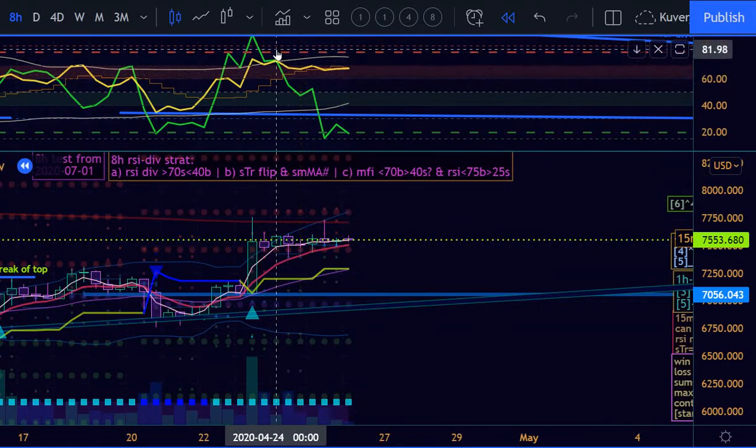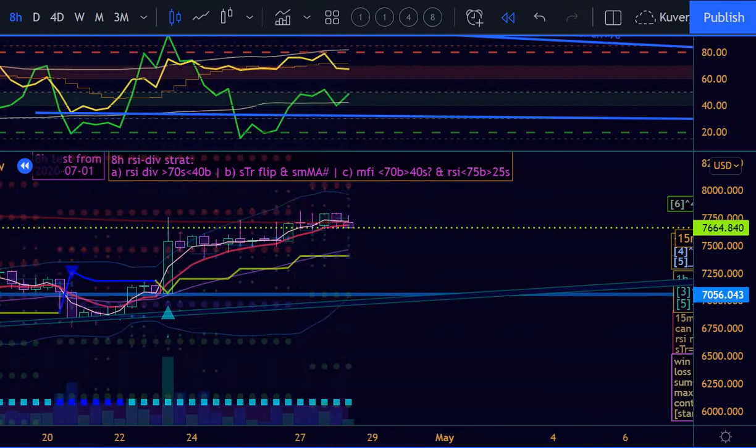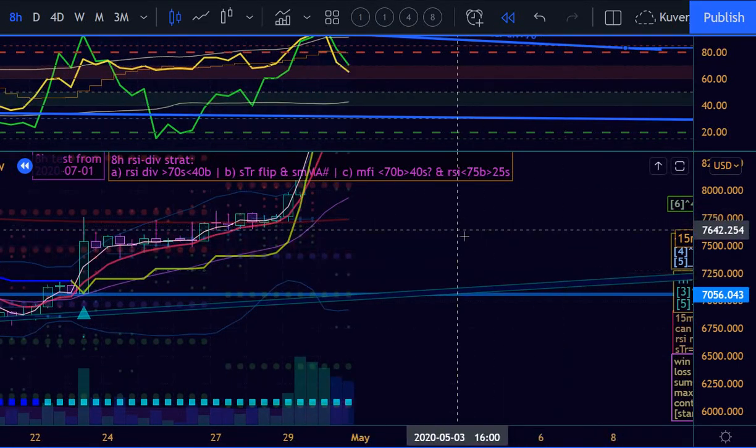Money flow is resetting nicely here on a higher level. And there you go.